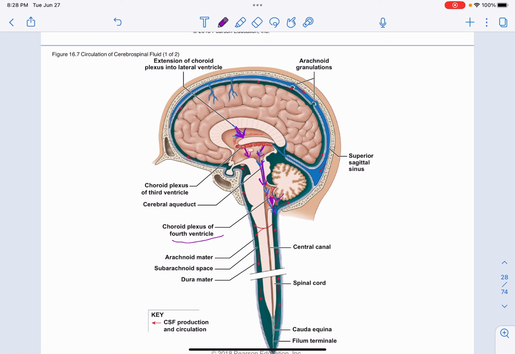And there are cilia that beat on each side. So if the fluid is moving this way, then it's going to move the opposite way. And the cilia that line this cavity are going to beat and move the fluid around. The fluid is all going in one direction because the cilia are all beating in one direction.